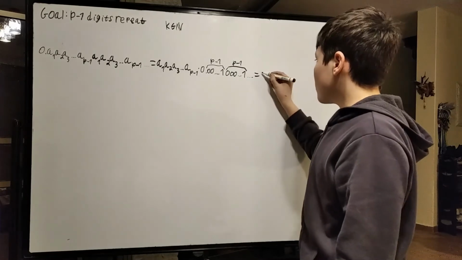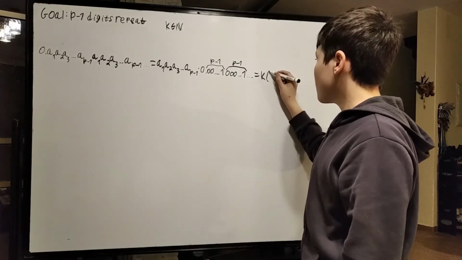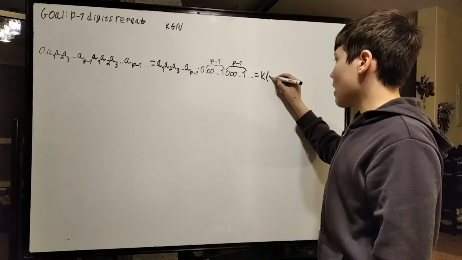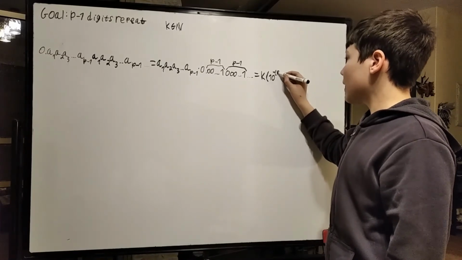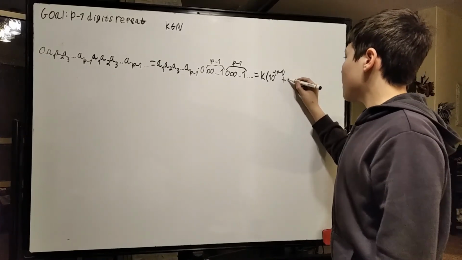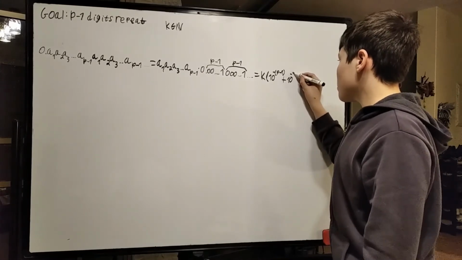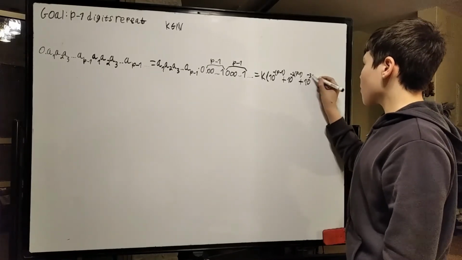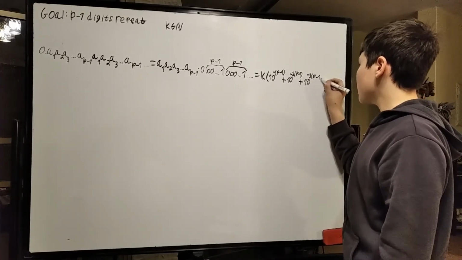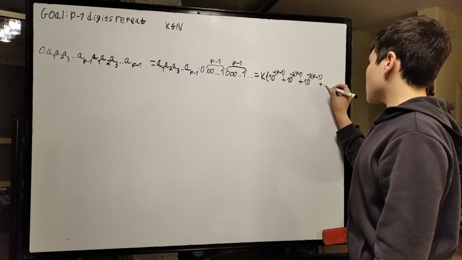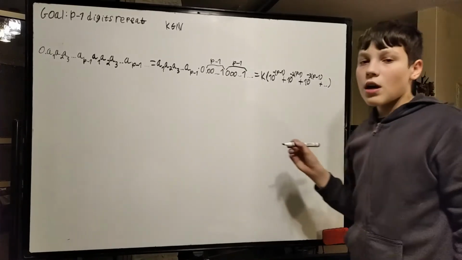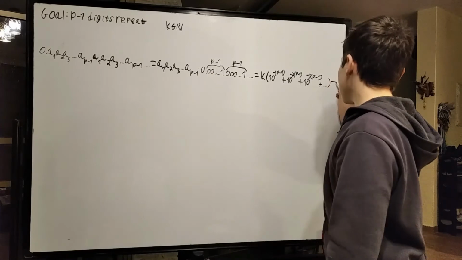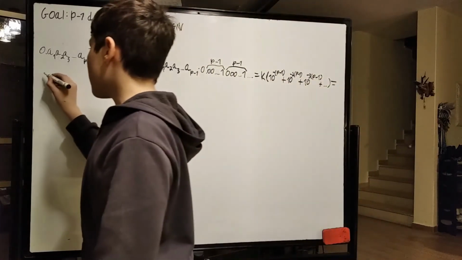So, let's see. We'll have k times, and this is what I'll write in the brackets: 10 to the negative p minus 1, plus 10 to the negative 2 p minus 1, plus 10 to the negative 3 p minus 1, and so on and so forth. I'll let you think about why that's true, but it's pretty easy to see. It's not that hard.